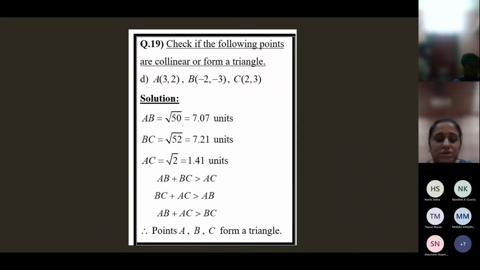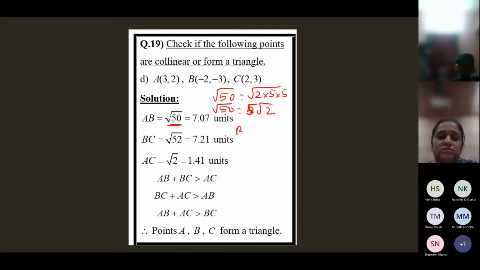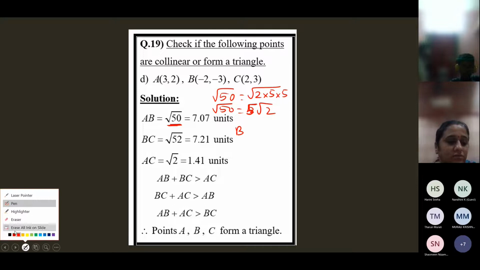Sometimes you will land with a situation like this, you get root 50. What is root 50? It is root of 2 into 5 into 5. So root 50 is nothing but 5 root 2. And what about BC, let me write it neatly, 1 minute.